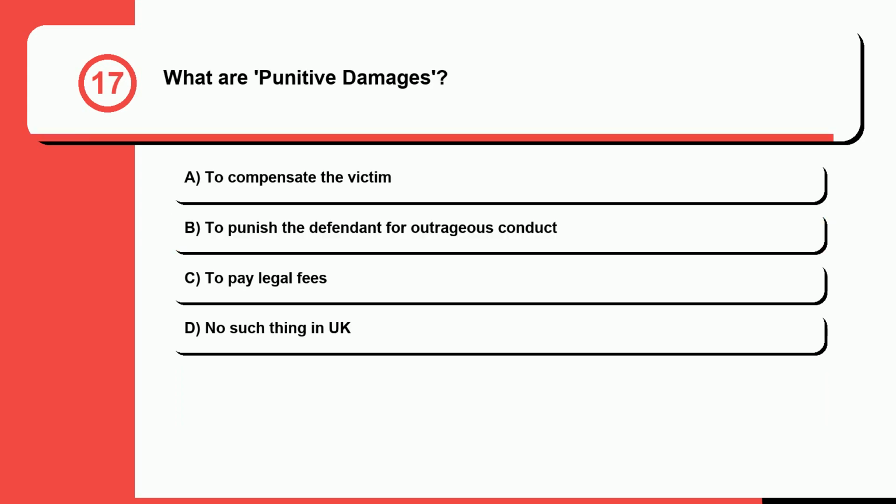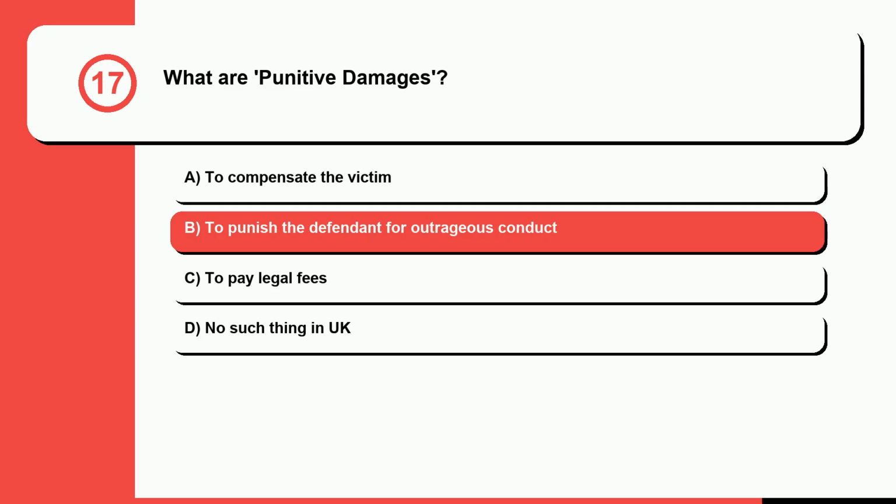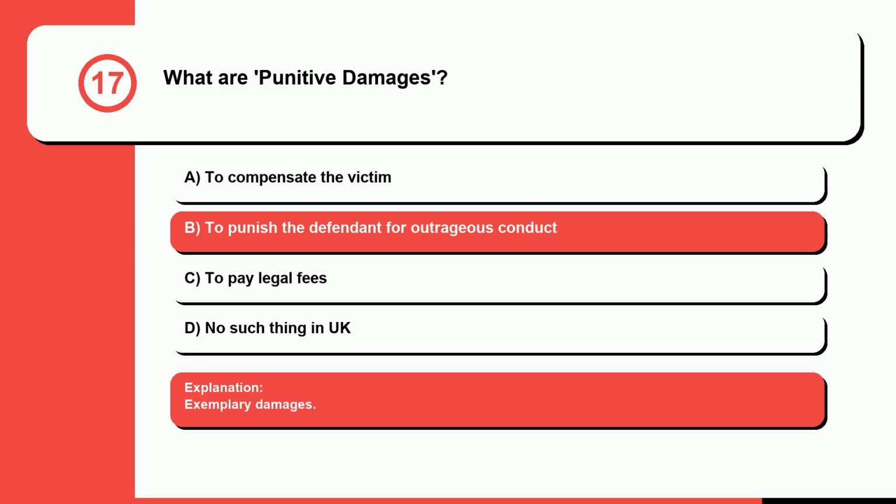Question 16. The literal rule of statutory interpretation means A. Ignoring the words. B. Giving words their plain, ordinary meaning. C. Finding the intention. Or D. Fixing mistakes. The correct answer is B. Giving words their plain, ordinary meaning. First rule of interpretation.